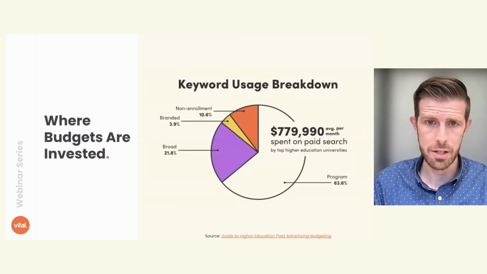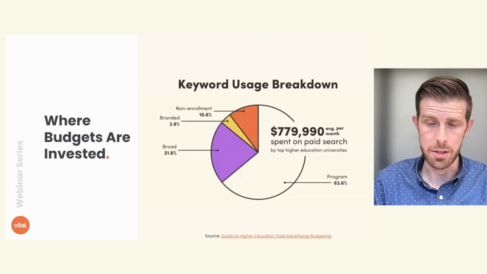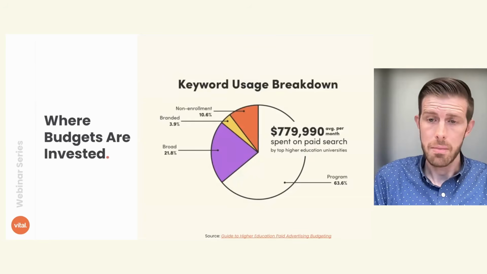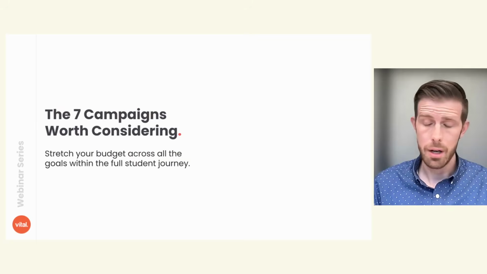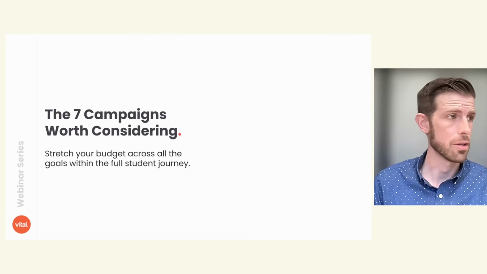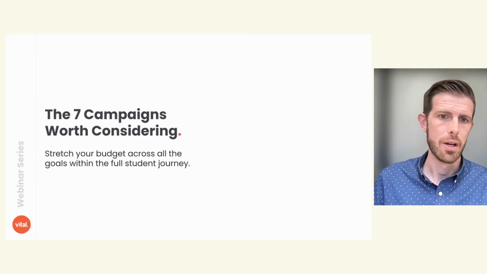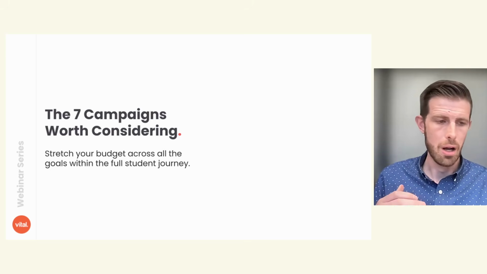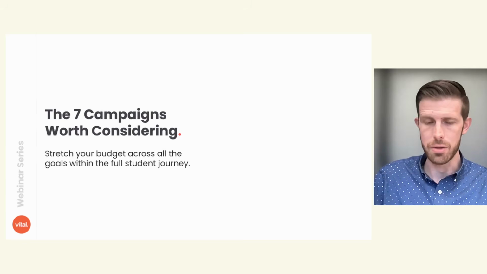So Vital did an analysis of paid advertising budgets and campaigns across higher ed institutions. And what we found is the majority of the budgets are getting spent on the bottom of the funnel areas. So on degree program specific keywords and campaigns. We are going to cover 7 different campaigns we think higher ed institutions should consider running and bring into their mix of advertising campaigns that will allow them to stretch budgets across all the goals they might have within their campaigns and within their student journeys.